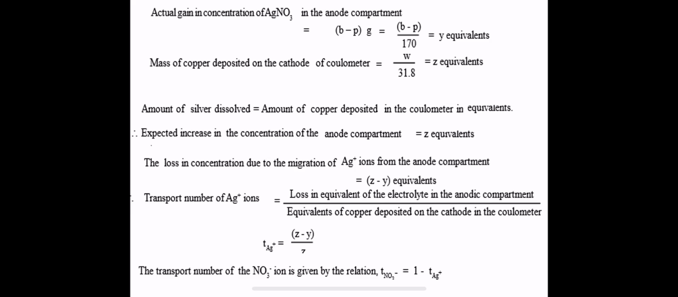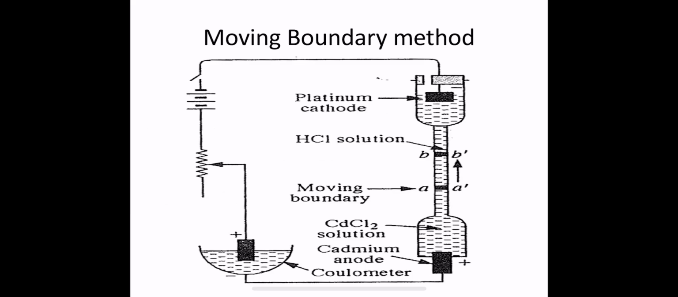Next, another method is the determination of transport number by the moving boundary method. The moving boundary method rests on the direct observation of migration of ions in an electric field. How the movement of the ions takes place is directly observed in this method, so that is why it is called the moving boundary method. The principle may be explained with reference to the determination of the transport number of H plus ions in hydrochloric acid.